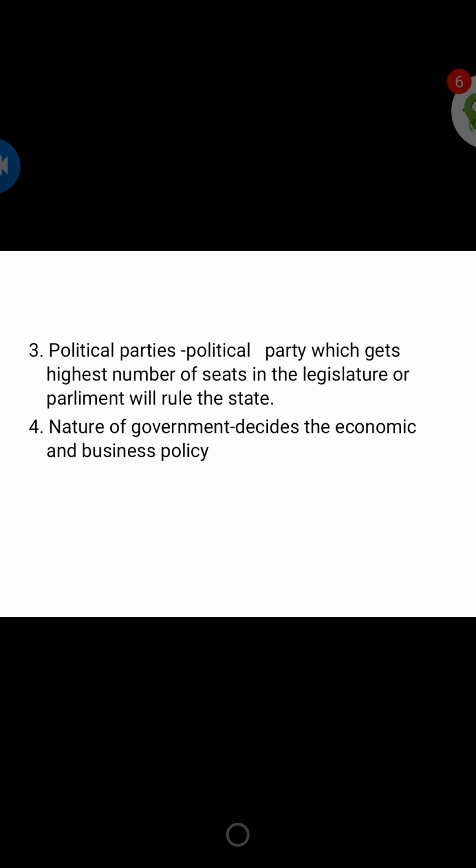The next is political parties. Here the business environment of a nation and its effect on business is influenced by the political parties and their ideologies. Every political party has its own economic and social objectives, right? Whatever ideas they have, they spread, and they are going to take these policies to the public, with which the parties give assurance.